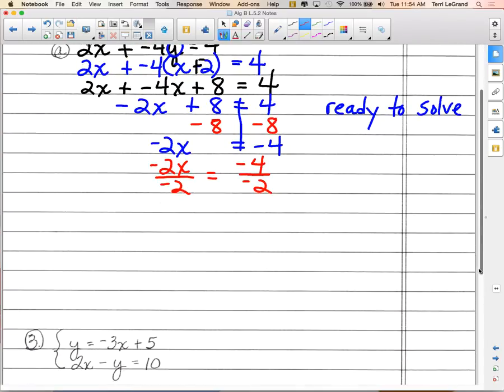And we have our solution for x, which is positive 2 or negative 2? Positive 2. So this time we just have to solve for x first. We now know that our ordered pair is going to be 2, comma, we don't know our y yet. Okay. Questions on any part of that?